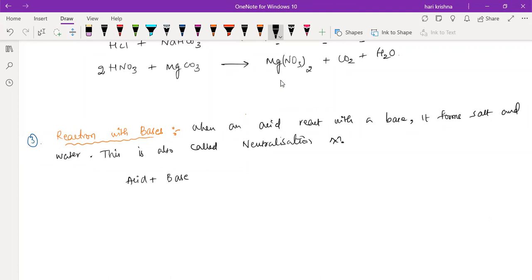It is also called a reaction with bases, or the neutralization reaction. It is very, very important in our daily life. Okay. So who will tell the importance of the neutralization reaction in our daily life?